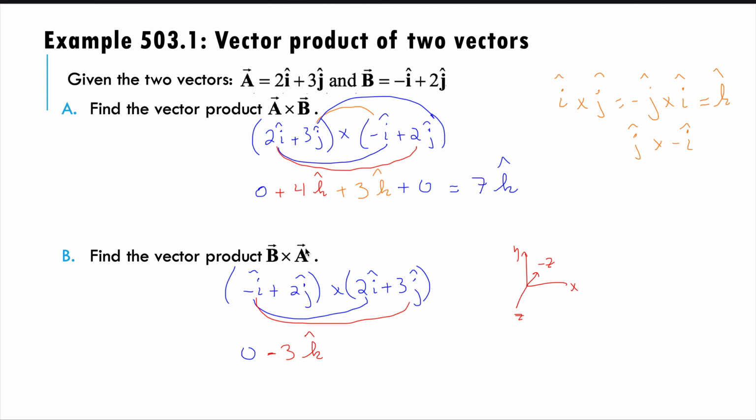And then we're going to do the inner term, so 2j cross i, that's going to give us negative k, so negative 4k. And then finally the j cross j, which gives us 0. So we do get negative 7k when we do the cross product of B cross A. So hopefully this helps you understand how to find the cross product of two vectors when you are given the vectors in unit vector notation.